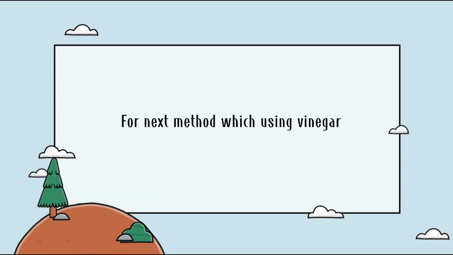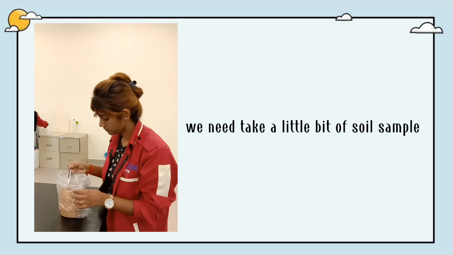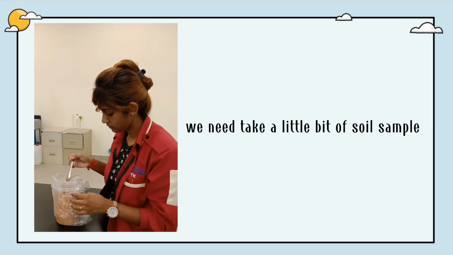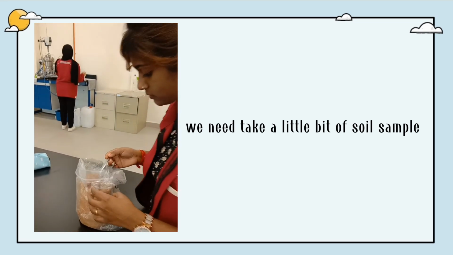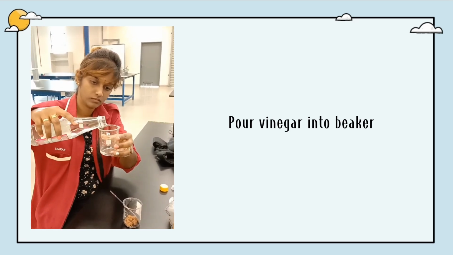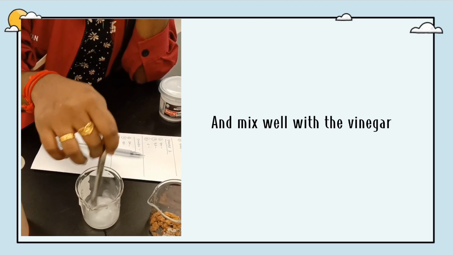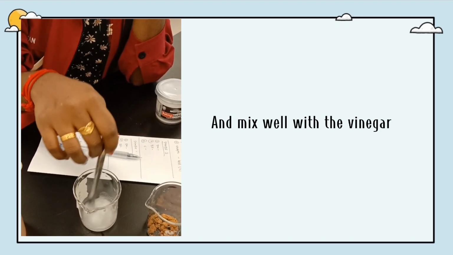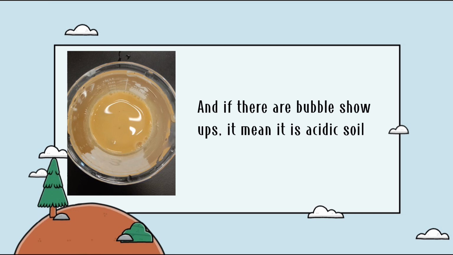For next method, which is using vinegar, we need to take a little bit of soil sample. Pour the vinegar into beaker and mix well with the vinegar. And if there is a bubble show up, it means it is acidic soil.